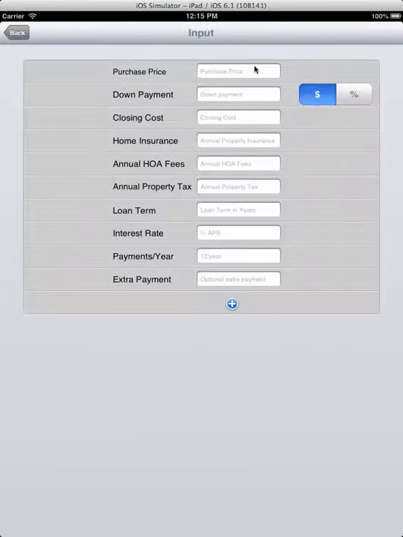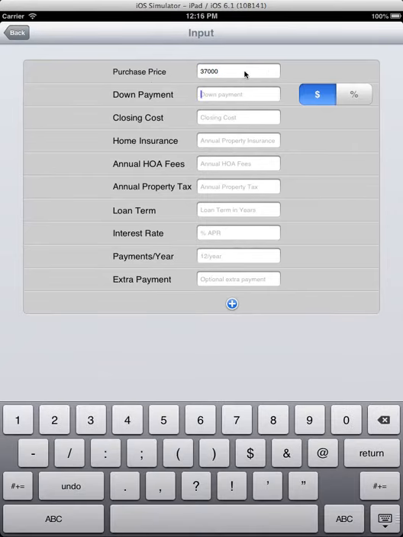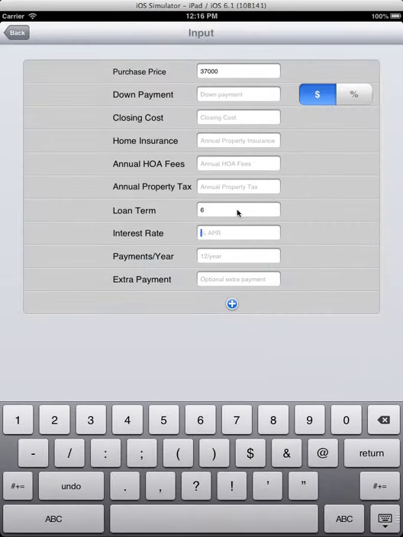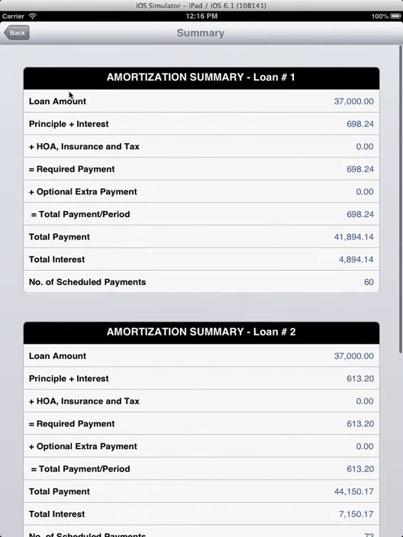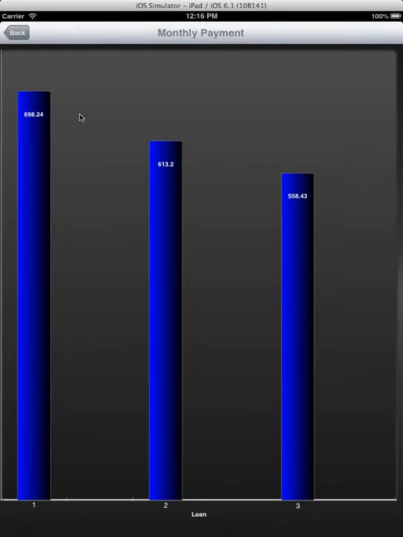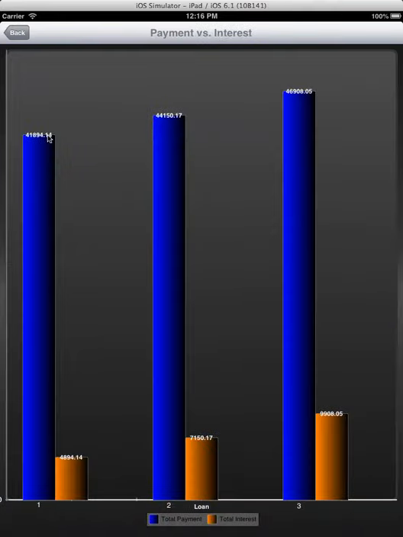Loan comparison. We can compare two or more loans. Say we are comparing a loan here, say 5 years, interest rate is 5%. Suppose 6 years, interest rate is 6%, and 7 years, interest rate is 7%. So we added the three loans, and now here is the summary of the loans. And here is the comparison of the loans. And then here the monthly payments comparison. Here is the payment versus total payment versus total interest.